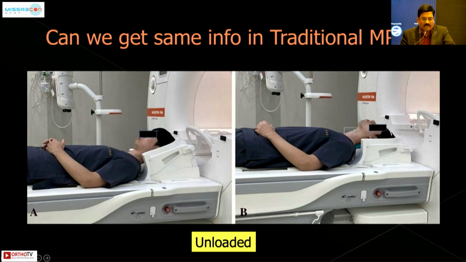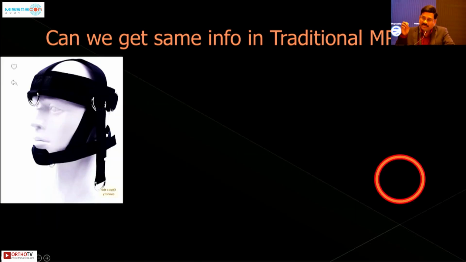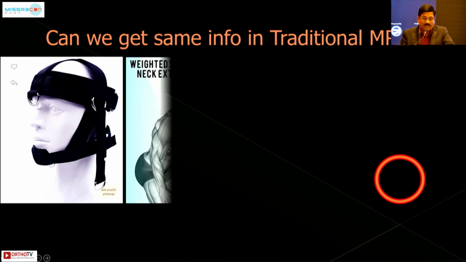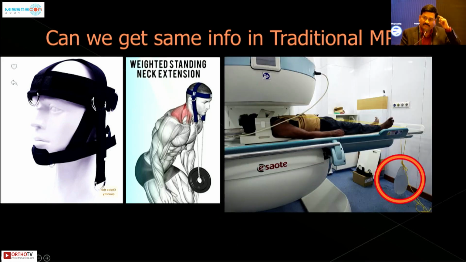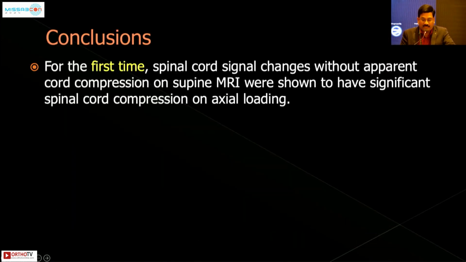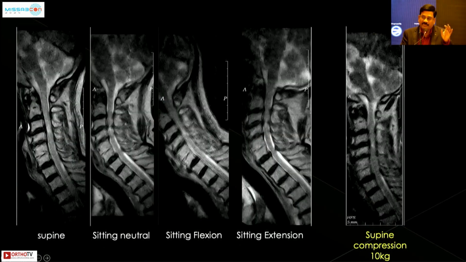So we thought of having a situation where we can recreate the head load. These kinds of harnesses are available. But we came to know, interestingly, these are exercise equipment which trainers use. So we started applying this head compression band in the supine MRI, and applying the weight onto the foot end with a traction device and a saline water bag, to see whether any significant compression could be noticed. We were able to show some compression but not very significant.